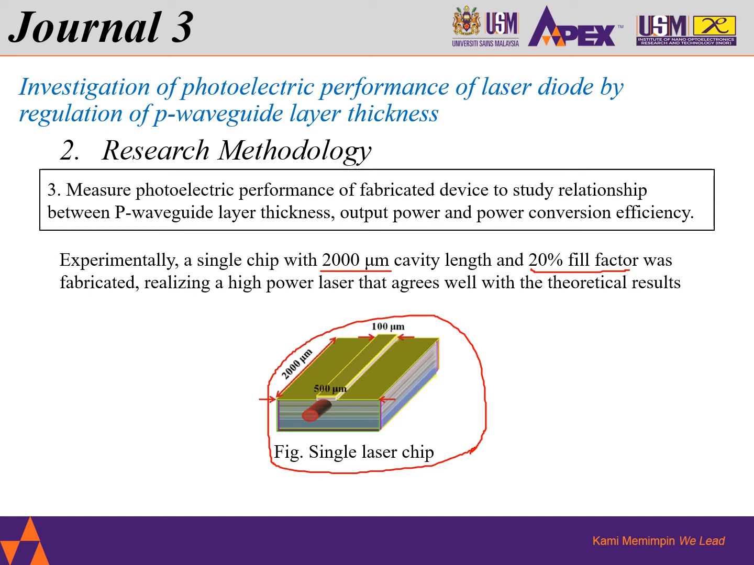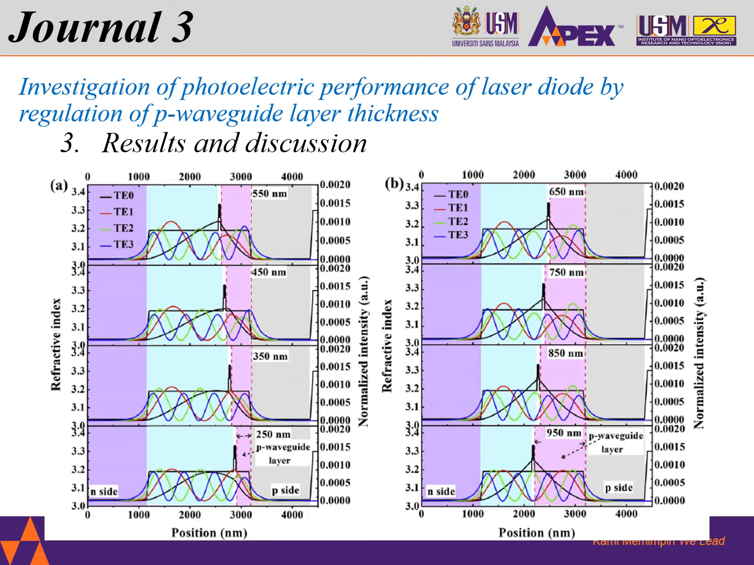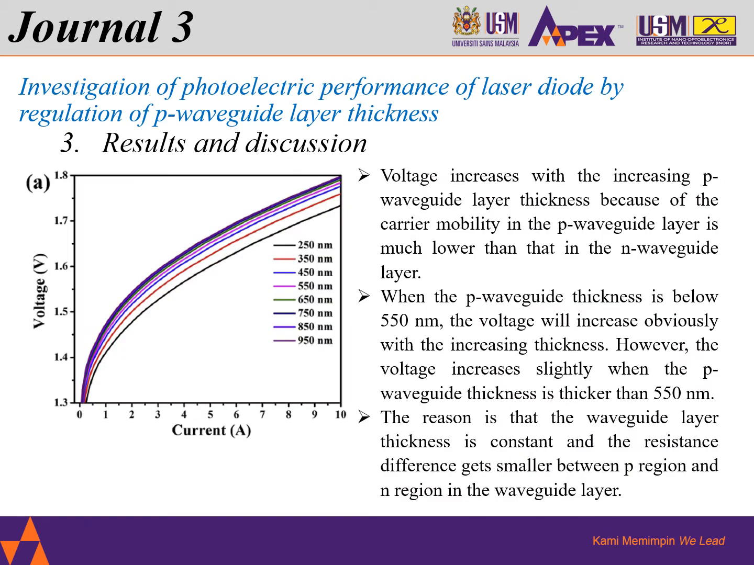So it will be proved with theoretical results, whether with that particular layer thickness, what is the output power and the power conversion efficiency. In the simulation software, actually they alter the P waveguide layer thickness in 250, 350, 450 to 950. So let's start with the first results, where we compare the interaction between P waveguide layer thickness with the voltage.